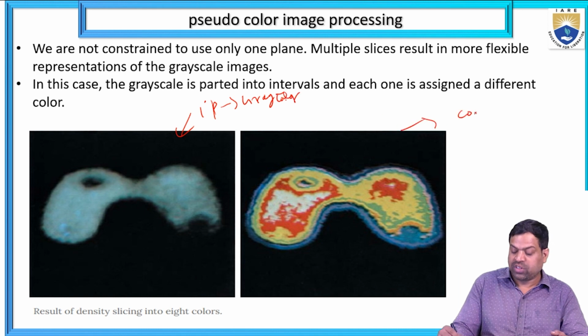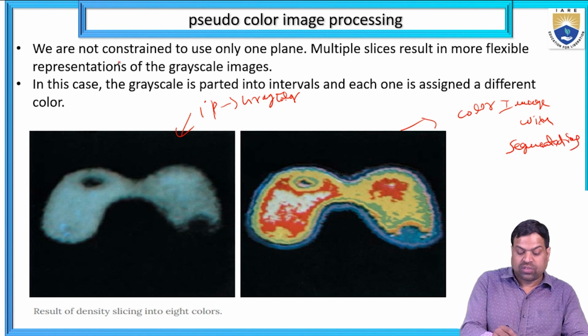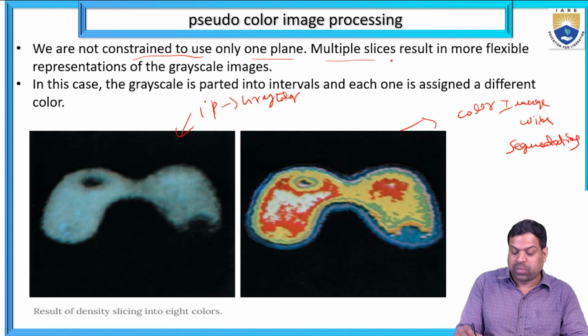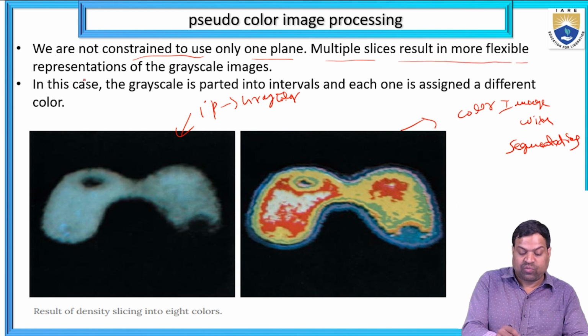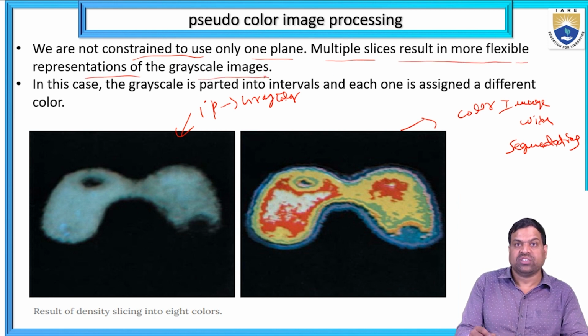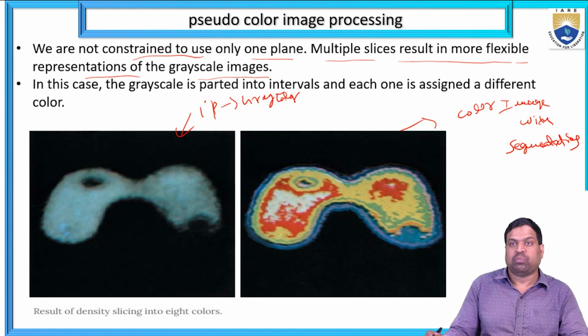But I have to go for the color image with segmentations. So we are not constrained to use only one plane; multiple slices give a flexible representation of the grayscale images. These grayscale images are partitioned into intervals, each one assigned to a different color. Here, the density slicing has 8 colors.